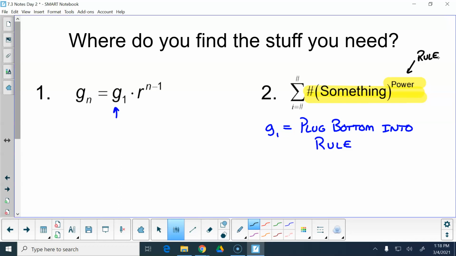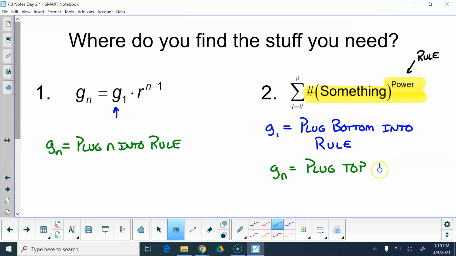We might have to find the last term. If it says find the sum of the first 7 terms, we're going to have to plug 7 into our rule to find that last term. In sigma notation, we've got to plug the top into the rule.